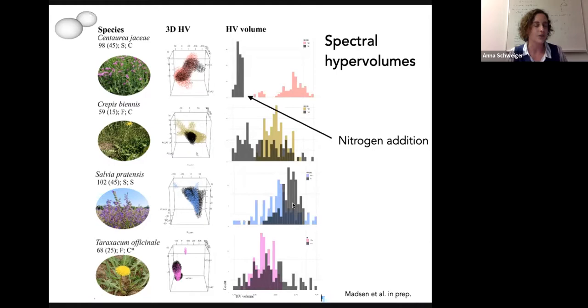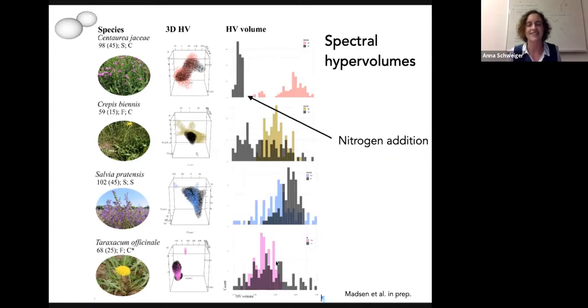means that the plant showed, in response to nitrogen addition, more variation in leaf traits, which is interesting to think about. And finally, our C-star species, the ultimate competitor in this system, Taraxacum, did not respond: the spectral hypervolume size did not respond to nitrogen addition at all. This plant seems to be pretty happy where it's at and does not do a thing.